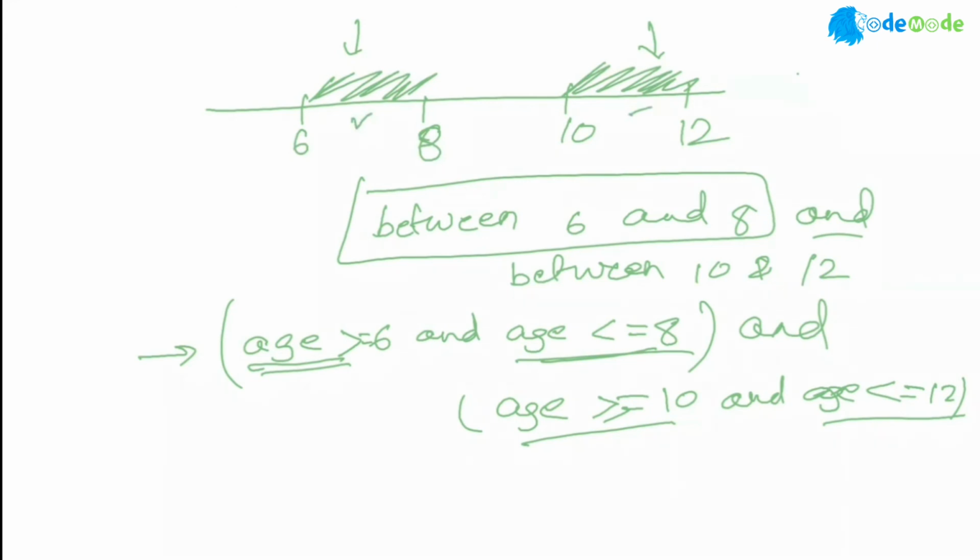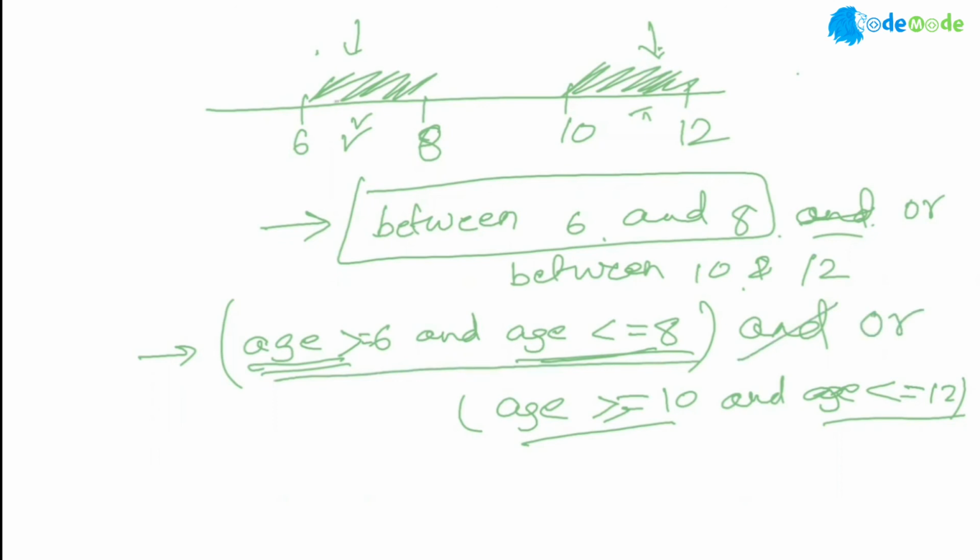So even though the condition says between 6 and 8 and between 10 and 12, when you write it, usually you will always use the word or here, because you cannot have somebody who is here also and here also. Either you will be in this group or this group. But as long as the person is in any of these groups, I'm fine. So age greater than or equal to 6 and age less than or equal to 8 represents the first group. And then you say or this, either this group or this group.